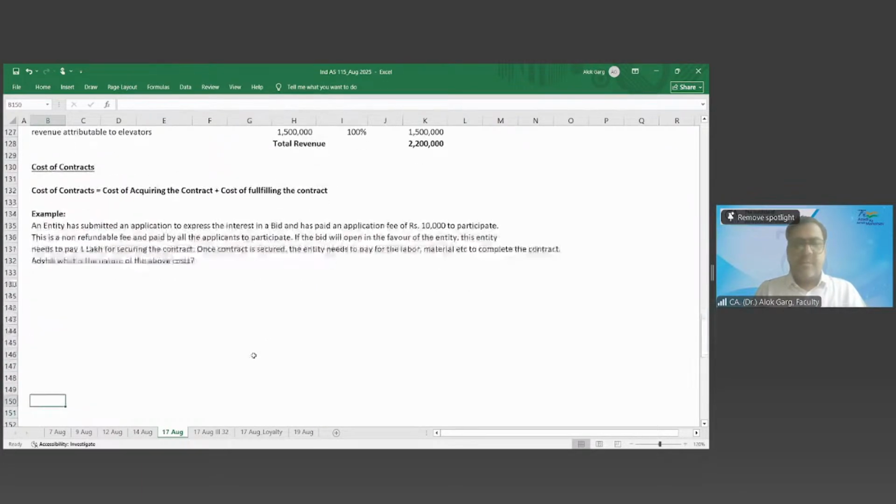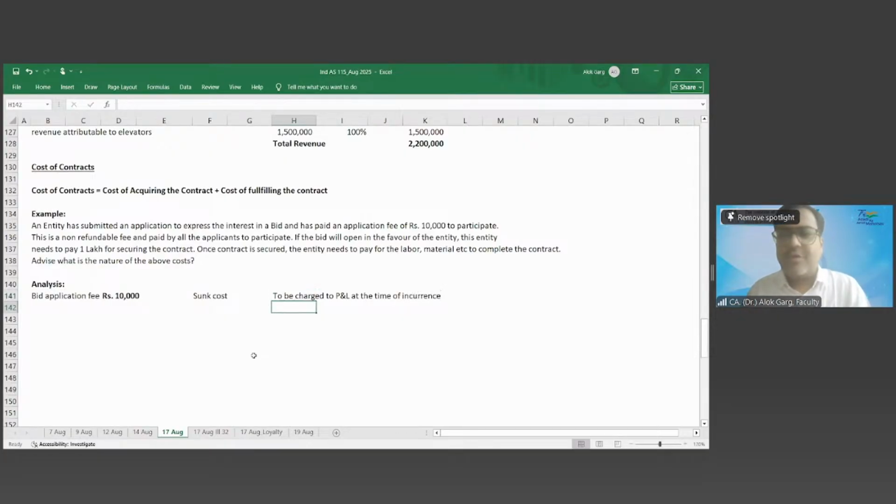Rupees 10,000 is a sunk cost. Analysis: the bid application fee, is it the cost of acquiring the contract? The bid application fee is a sunk cost, to be charged to P&L at the time of incurrence. Right? Without any outcome, you know this 10,000 is gone. Then, what about the cost of securing the contract?